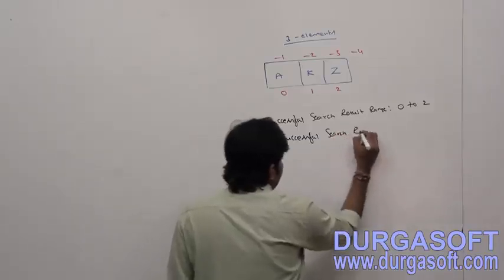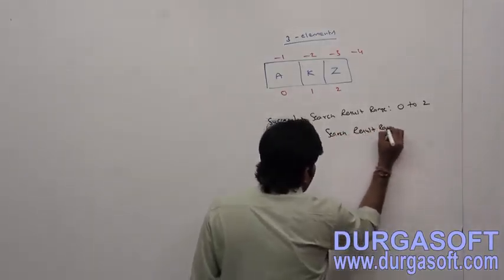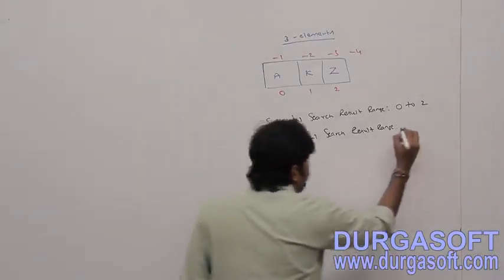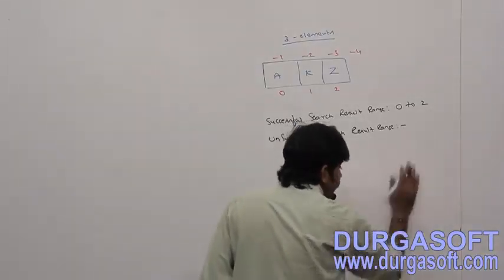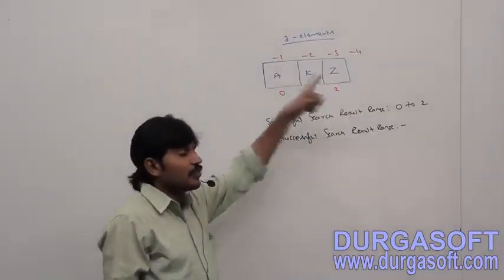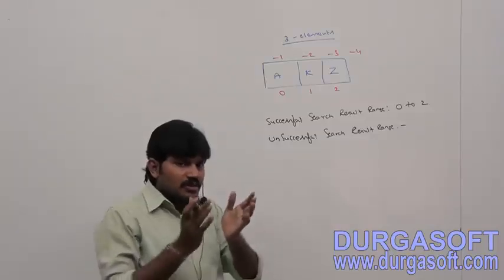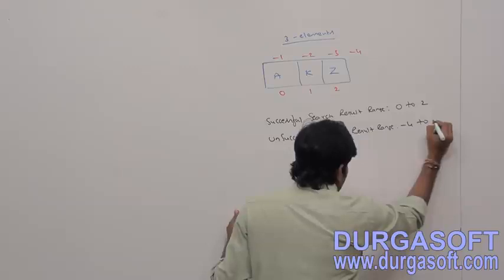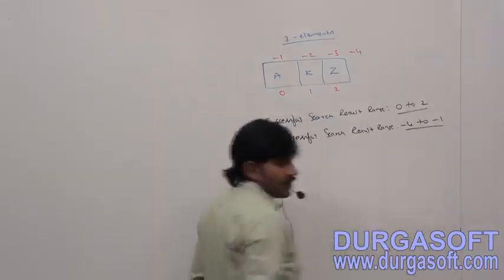Unsuccessful search result range. What is the unsuccessful search result range? -1 to -4. No, -4 to -1, because -4 is smaller when compared with -1. -4 to -1. Are you getting?